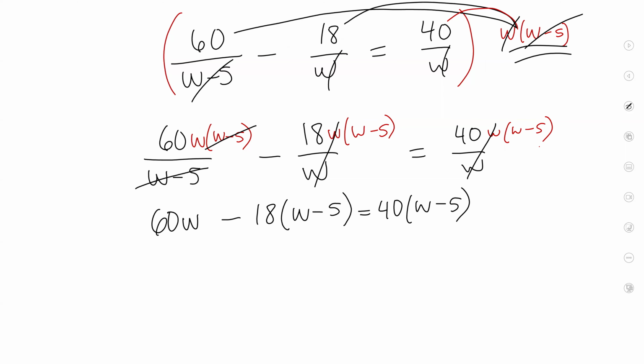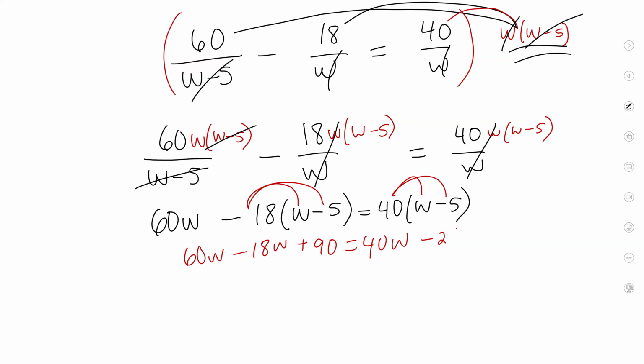All right, so now we just combine. Negative 18 times W is negative 18W. Can someone put in their calculator, what is negative 18 times negative 5? 90. This will be 60W equals 40 times W is 40W. What's 40 times negative 5? Negative 200. Thank you. All right, let's combine like terms. 60W minus 18W. 22.